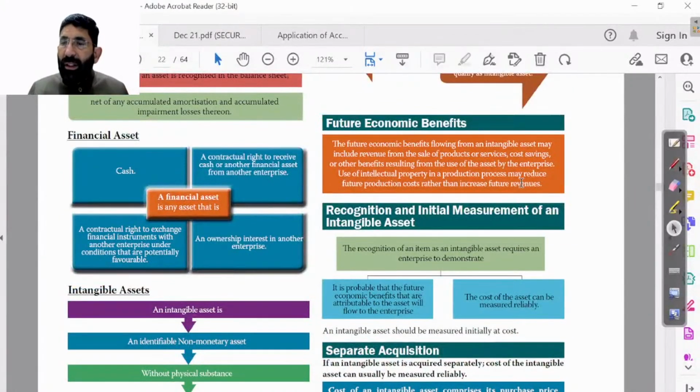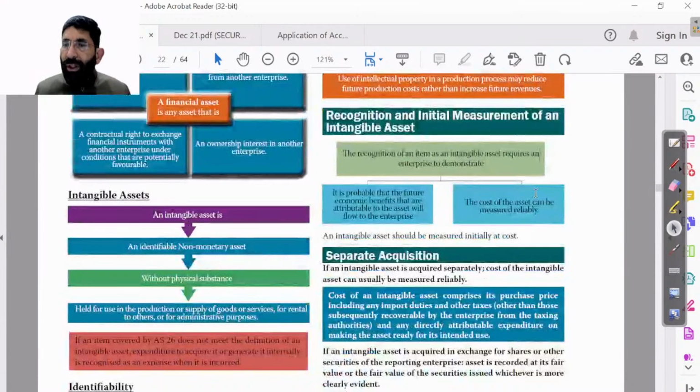Future economic benefit is clear to everyone. Read it. Having any doubt, just tell me. Recognition and initial measurement of an intangible asset. That is most important. How an asset will be recognized and initially measured for the purpose of recording in our books of account is very important. So how to recognize? That is the most important part. The recognition of an item of an intangible asset requires an enterprise to demonstrate. What is to be demonstrated?